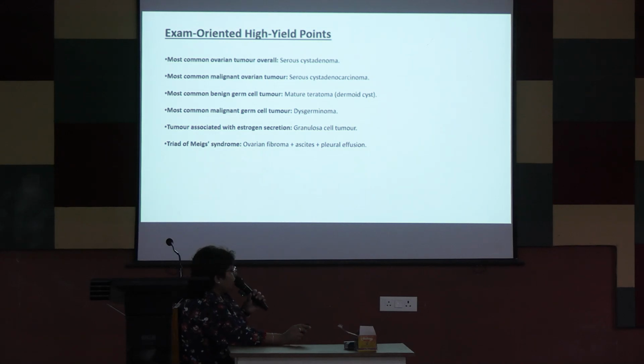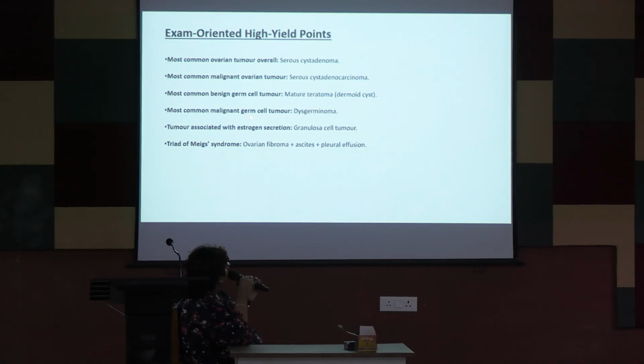Now, these high points may come as MCQs. Most common ovarian tumor overall is serous cystadenoma, the benign form. Most common malignant ovarian tumor is serous cystadenocarcinoma. Most common benign germ cell tumor is a mature teratoma or dermoid cyst.